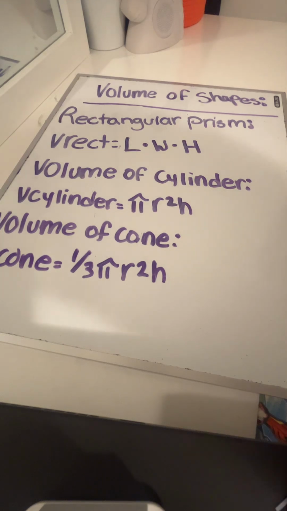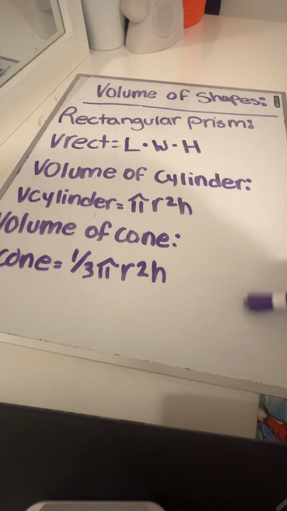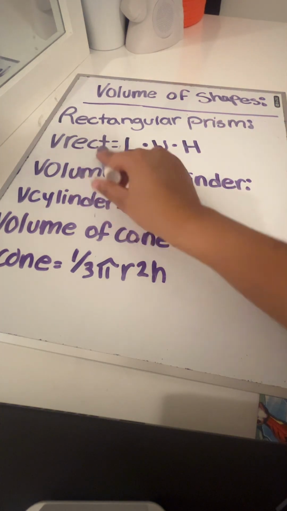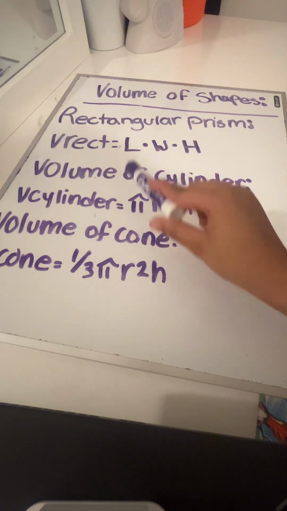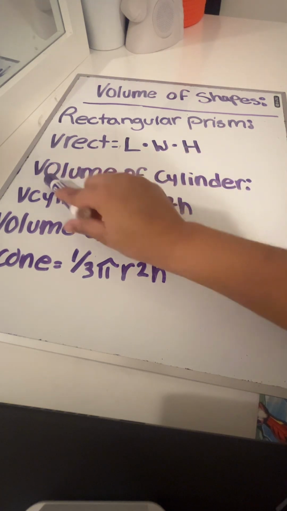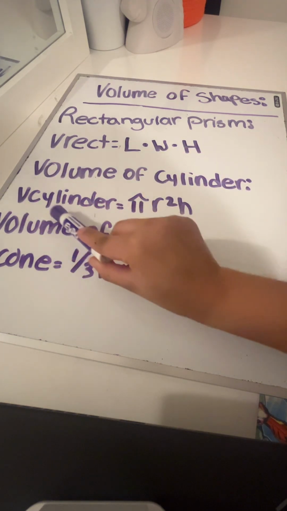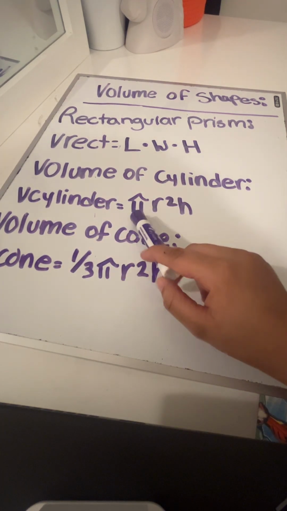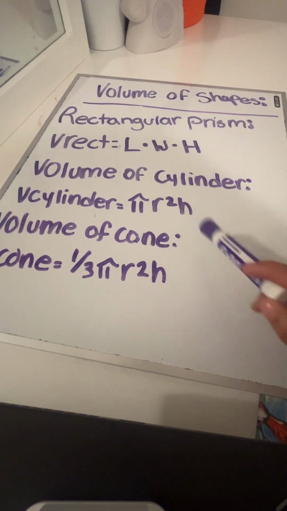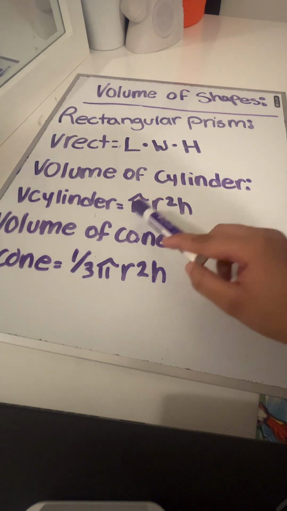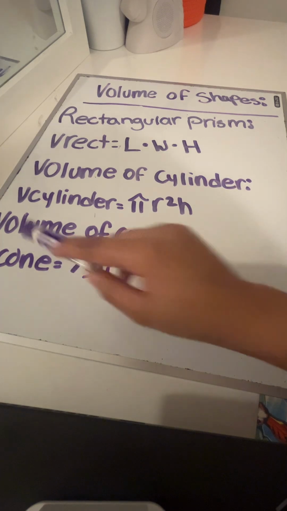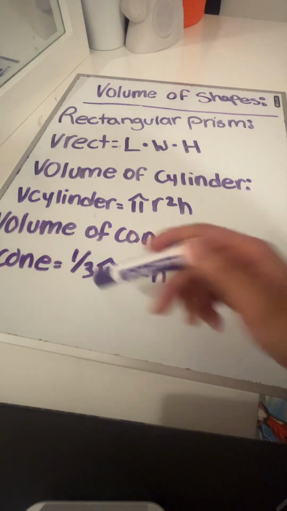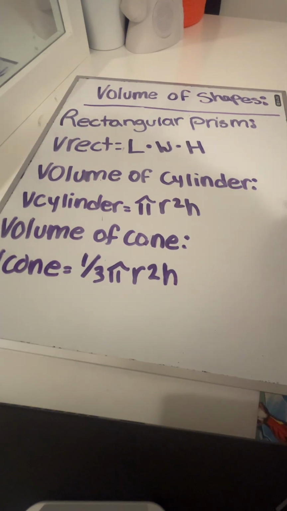Now this is the last thing I want to show you guys. Rectangular prism. Once again, you could just write V rect for rectangular, and the V for volume is length times width times height. Volume of a cylinder is V cylinder, V for volume once again, and it's pi r squared h. That's a way you could write it and remember it. And if you see it on an assignment or a test, you know what it stands for.